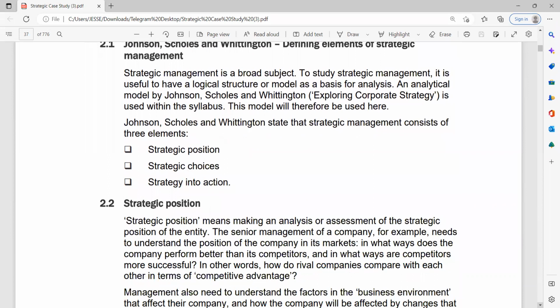So what are the elements of strategic management? We all know that strategic management is a very broad concept, so we would want to understand what things it comprises. It comprises three things: number one, position; number two, choices; number three, implementation. That's what strategic management is all about. So you have strategic position, strategic choices, and strategy into action. Let's define each of them.